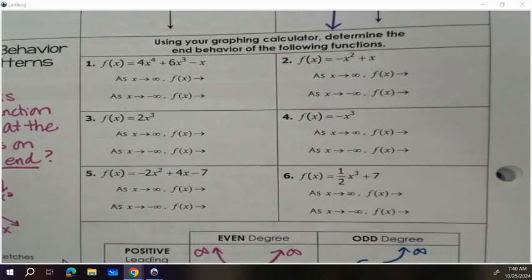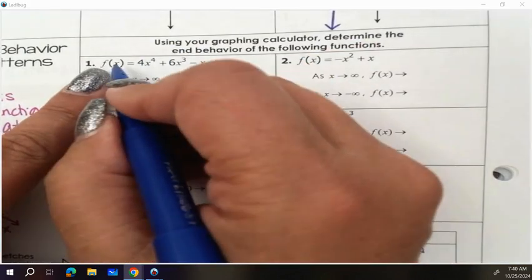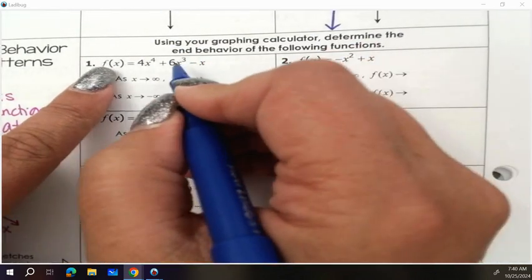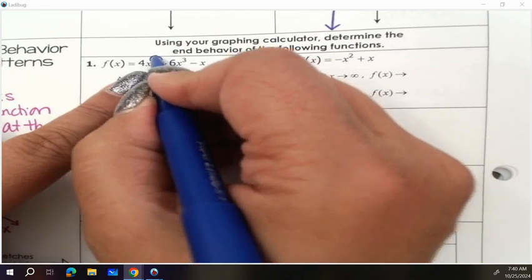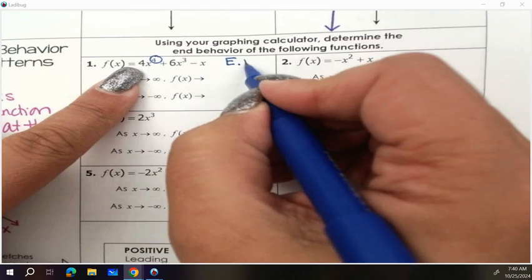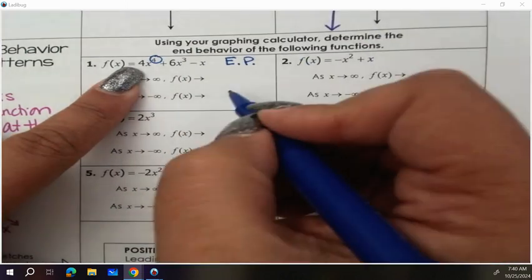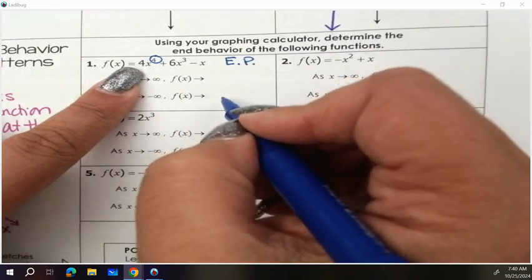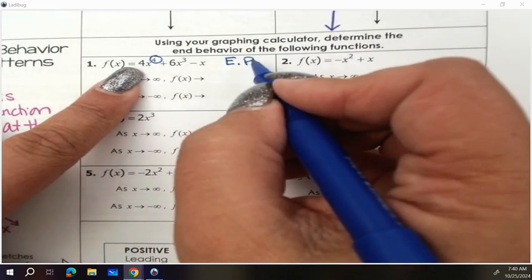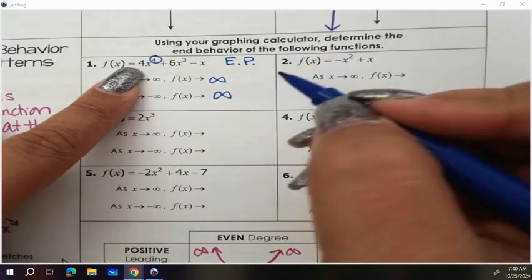Okay, so this one is, when I look at this guy, my words should go even degree, because it's a 4, even, and positive leading coefficient. So even, positive. So even means it's going to go the same direction on both ends. Positive means they're both going to go up to positive infinity. So even, positive, they both go to positive infinity.